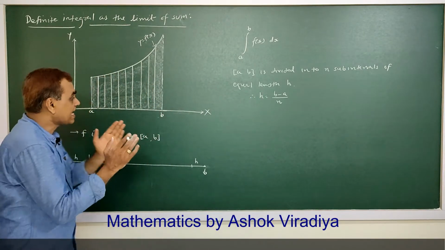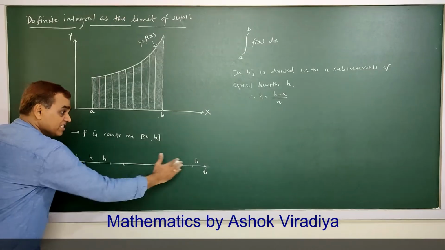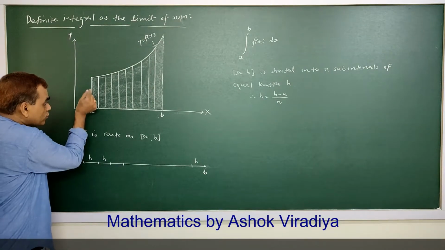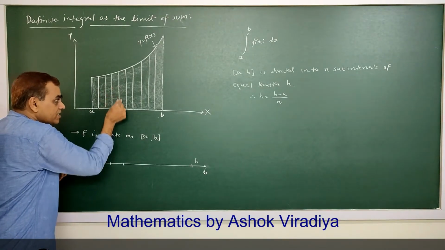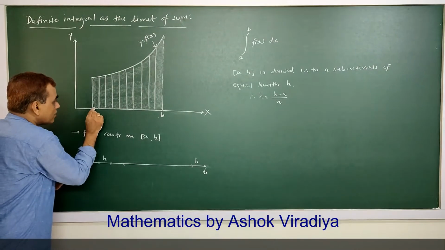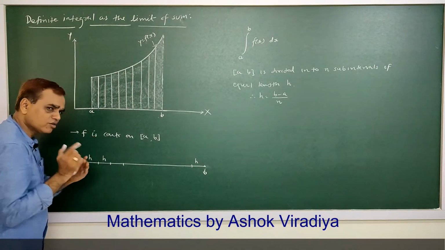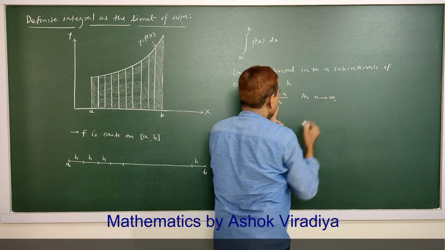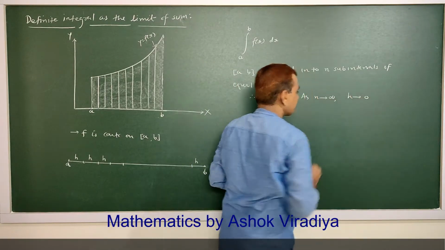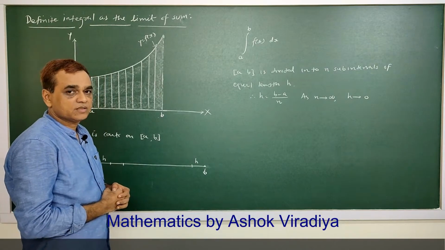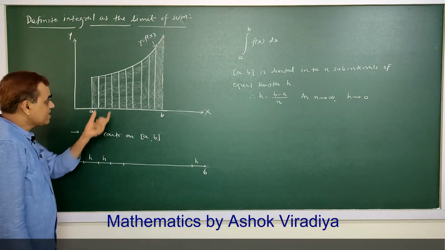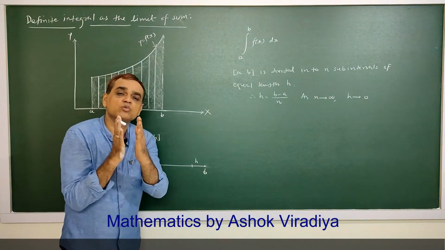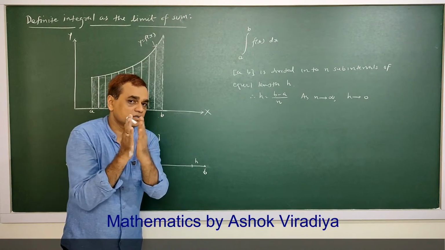So we are going to take n up to infinity. We are going to divide this interval into n subintervals. So here we are going to create infinitely many strips. So the length of each subinterval will be so small that as n tends to infinity, h tends to 0. So we can imagine that every strip will be converted into rectangles.